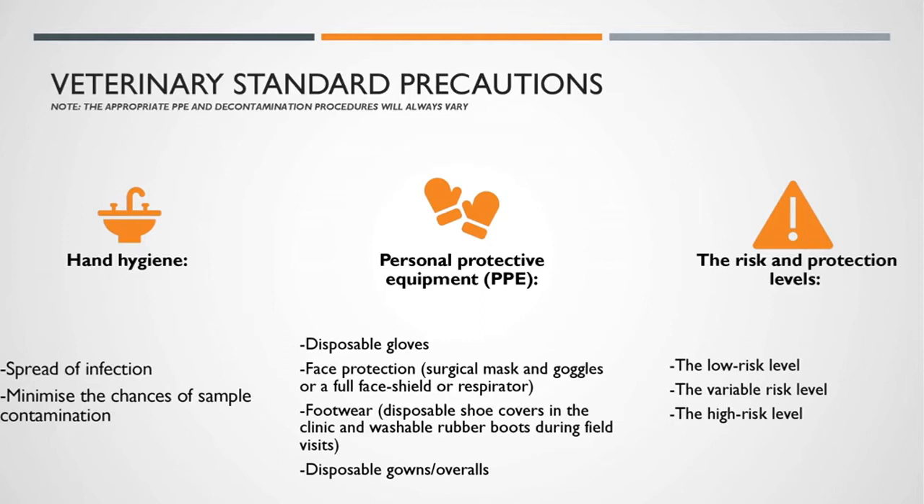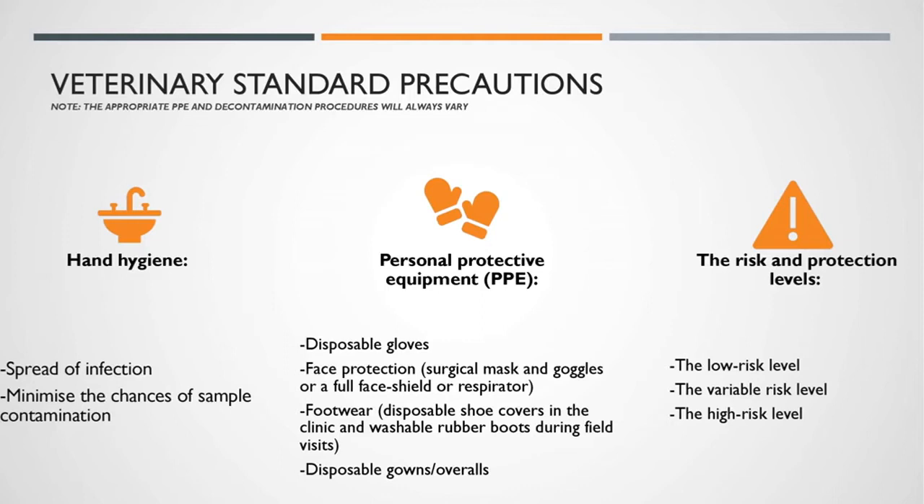PPE is required especially when in contact with animals' blood, body substances, mucous membranes, or non-intact skin. PPE includes disposable gloves, face protection such as surgical mask and goggles, or a full face shield or respirator. Footwear such as disposable shoe covers in a clinic and washable rubber boots during field visits, and disposable gowns or overalls. All specimens must be presumed to be infectious. Protective outerwear and disposable gloves must be worn.